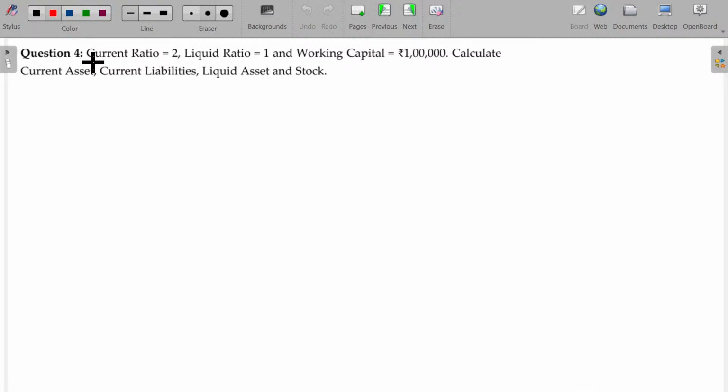Question number 4. We have been given current ratio, liquid ratio, working capital. Two ratios, one data given. Calculate current assets, current liabilities, liquid assets, and stock. See, if the current ratio and the working capital is given, very simple. Current ratio is nothing but current assets by current liabilities. You can write this way, current assets minus current liabilities will be the working capital.